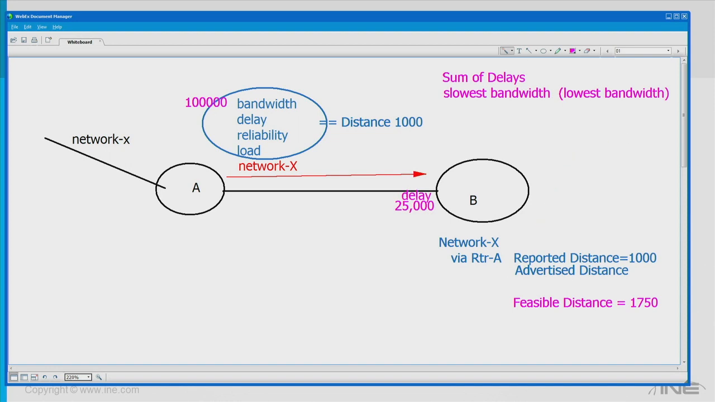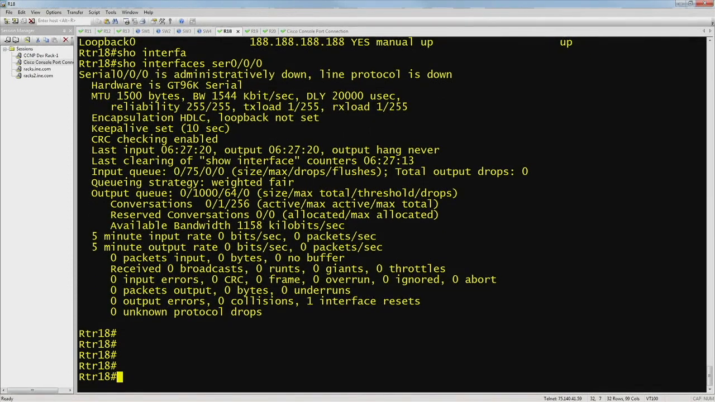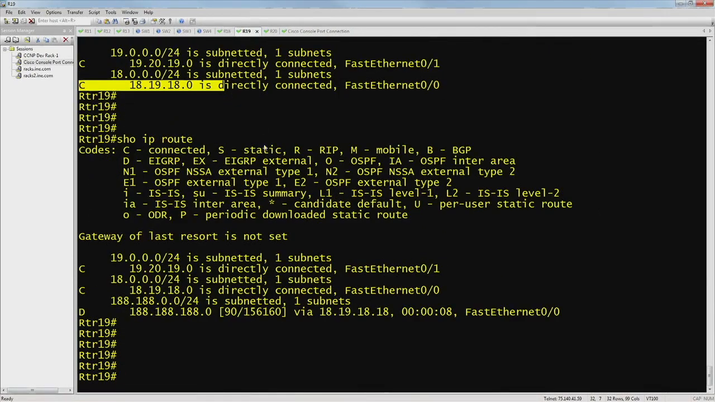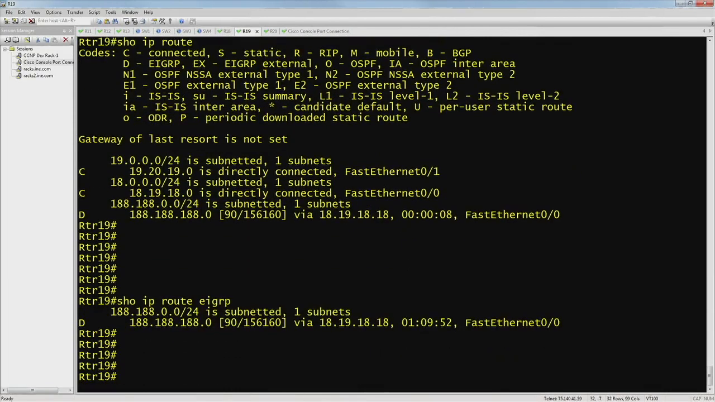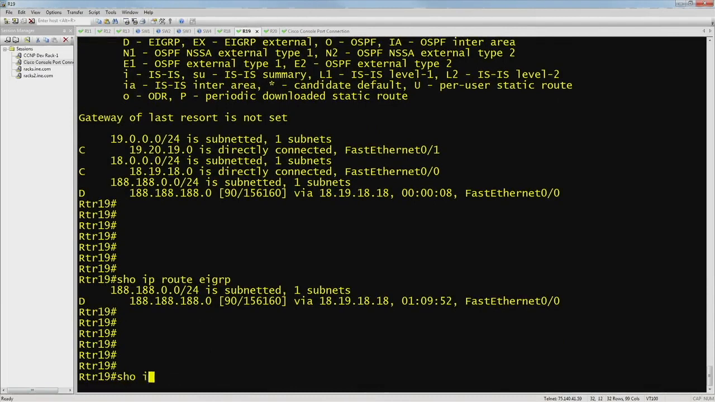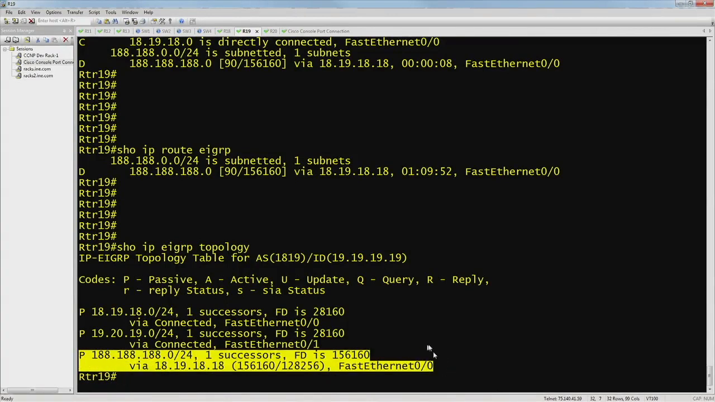Now, one other thing, let's take a look and see where you would actually see this. If I go into my router here, let's see, we're in router 18 in this case. Let's go to router 19, show ip route eigrp. Okay, good, so he's got an EIGRP entry. If I do show ip eigrp topology, let's take a look at this last one right here for the 188 network.